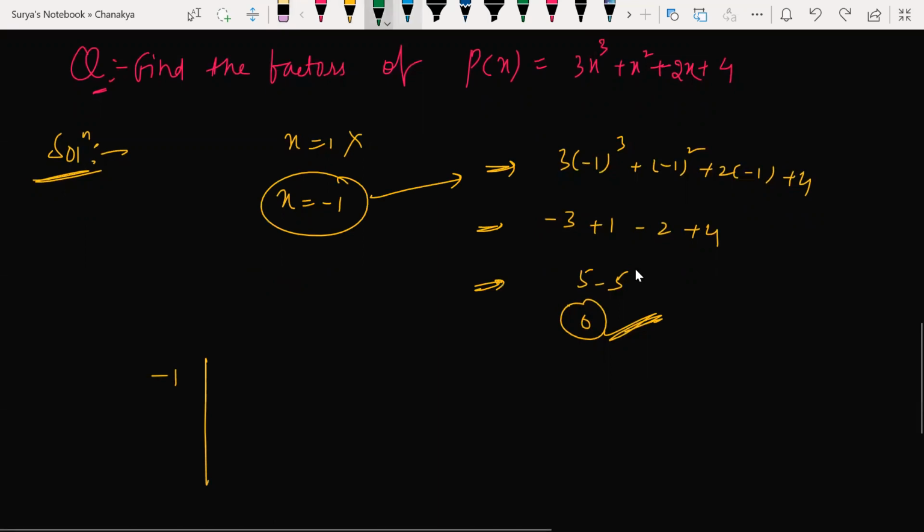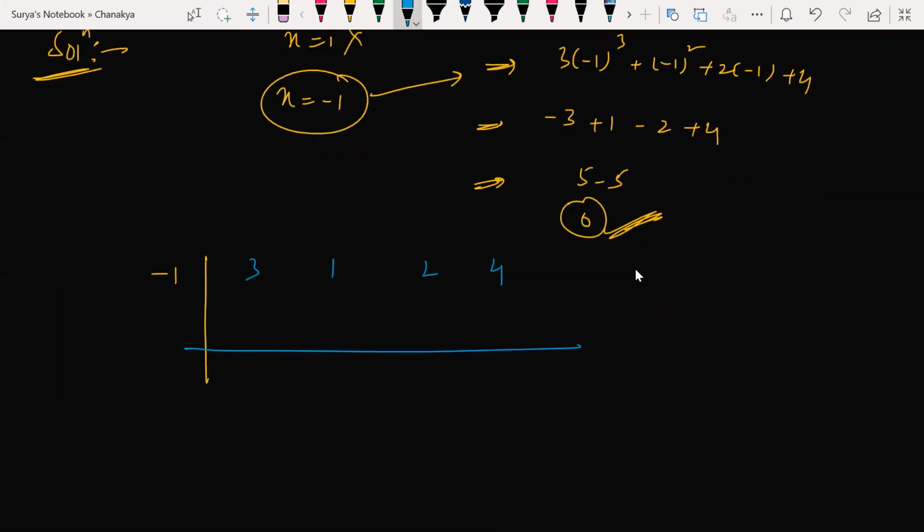-1. First of all, you write the coefficients. What is the coefficient of x cube? The x cube coefficient is 3. The x square coefficient is 1. The x coefficient is 2. And the constant as it is. Now put one more line here. Now, one root I got, which is -1. x is equal to -1 is a root of the given polynomial.